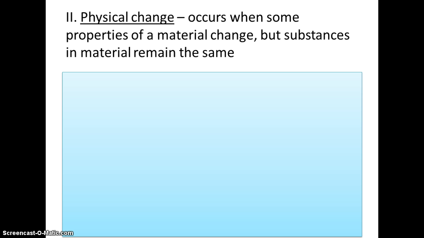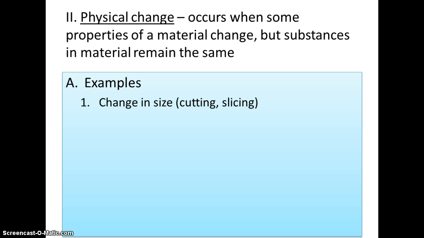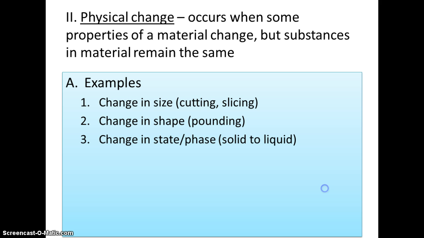Physical change. A physical change occurs when some properties of a material change, but the substances in the material remain the same. So something changes, you've got a definite change, whereas with a physical property, you don't have a change, you're just observing what it is. In a physical change, there's some type of change, but the material is still the same thing. Some examples would be a change in size, cutting, slicing. If you're cutting up a piece of paper, it's still paper, but it's just a different size now. Change in shape, pounding. If you crumple up an aluminum can of pop, it's still that aluminum can, but it's now just in a different shape.